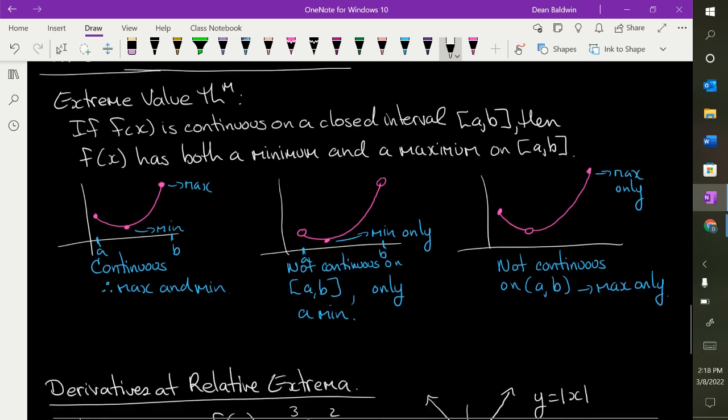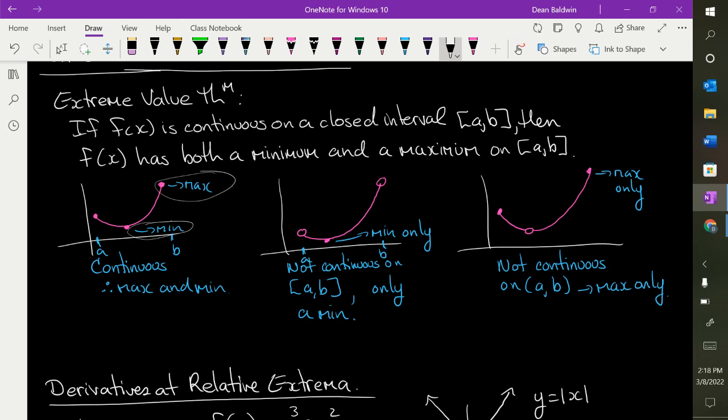So visually, what that means is, here's our graph, the pink one here, over AB, because the whole function is continuous. There's no undefined points, vertical asymptotes, points of discontinuity, anything like that, gaps or jumps. We have both a minimum and we have a maximum.